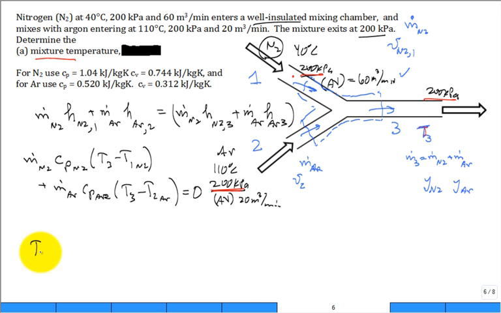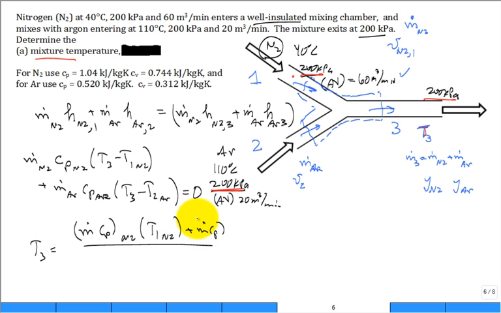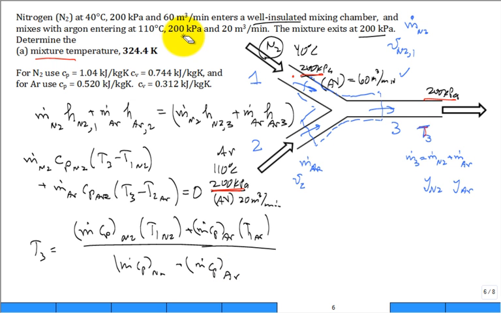You get a very similar equation to what we had before. It's just m dot C sub P for the nitrogen times T1 of the nitrogen plus m dot C sub P of the argon times T1 of the argon divided by m dot C sub P of the nitrogen plus m dot C sub P of the argon. Look okay? All right, let's continue. What do we get for an answer? 324.4 Kelvin.